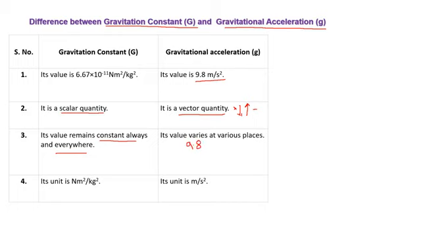Maybe on the moon, as we have seen in the last session, it was different. And if you go to some other planet, it will definitely be different. Why is it different, children? Let's see the formula. Acceleration due to gravity, small g, is capital G, m divided by r square.